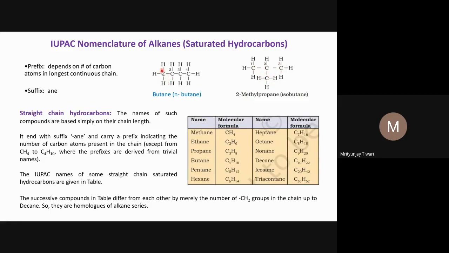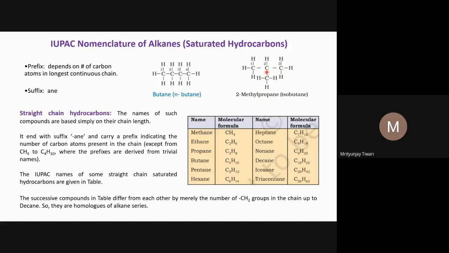So what can I do to find out the straight chain? If I just start giving numbering from one end to the other end, 1, 2, 3, 4, even if this CH3 group is shown here and this hydrogen here, what can we do? I can show this hydrogen here and this CH3 here. This is just a different conformer, and that is also the same straight chain hydrocarbon.